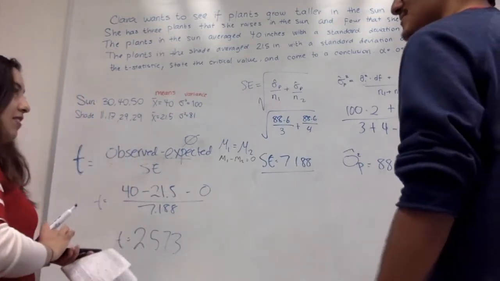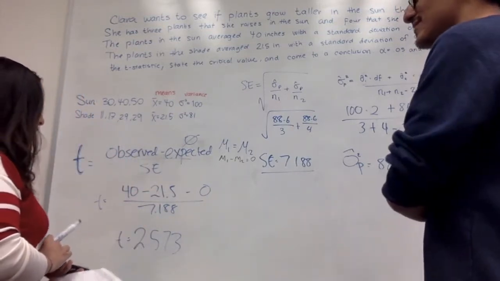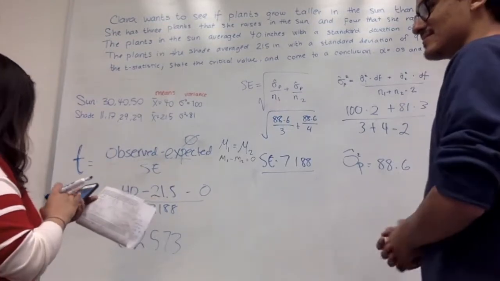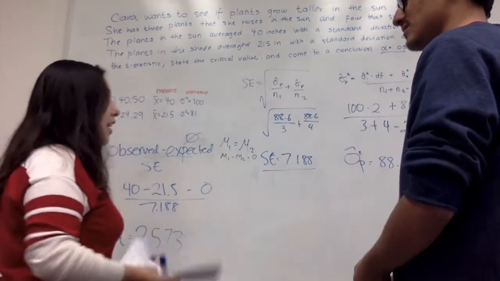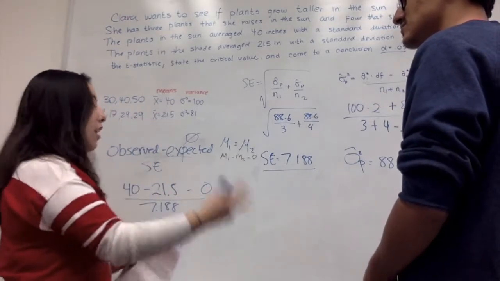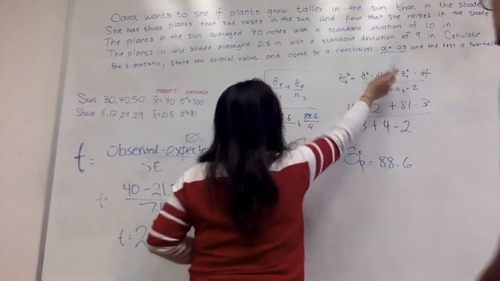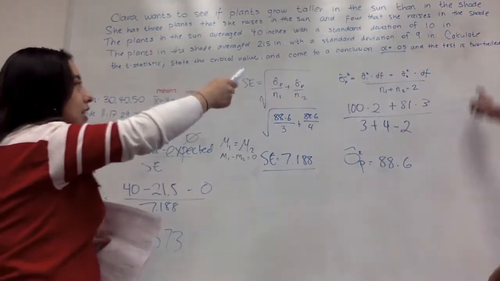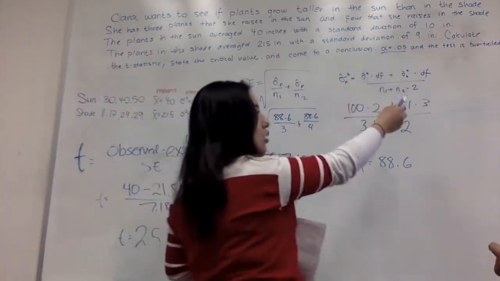I think that's where I'm confused. I don't know how to find the critical value. The critical value? Okay, that one is easy. Don't worry. Okay, so to find the critical value, we need to know if it is two-tailed and what our alpha is. So our alpha is 0.05, and in the question it says that it's a two-tailed test.